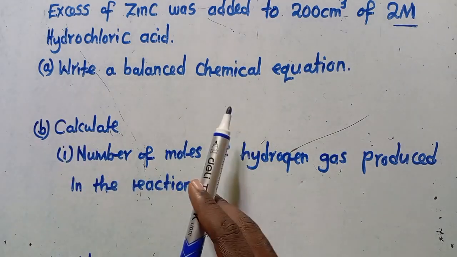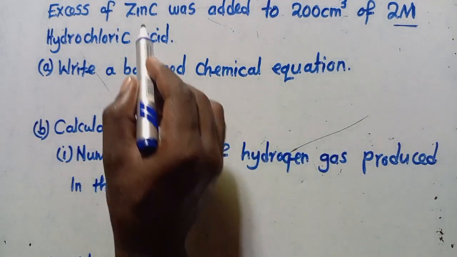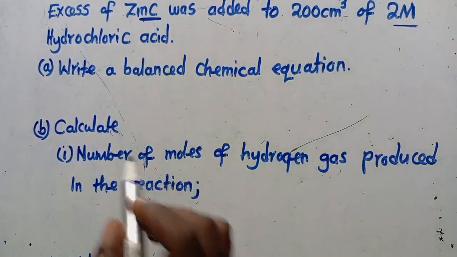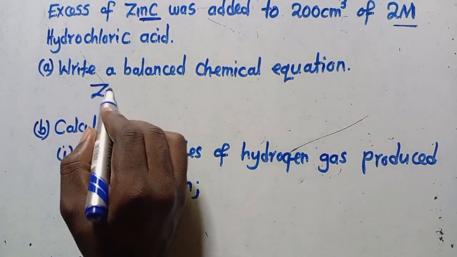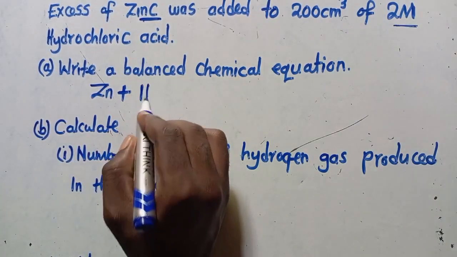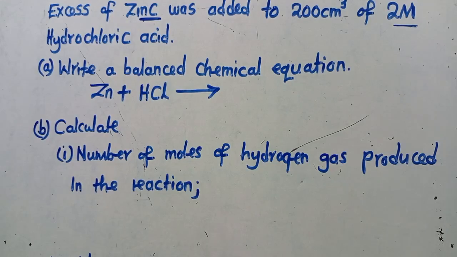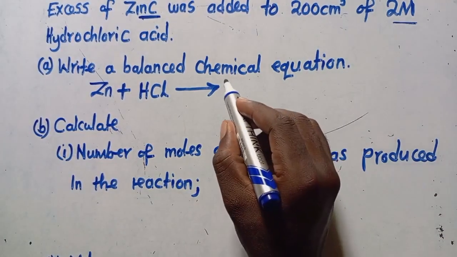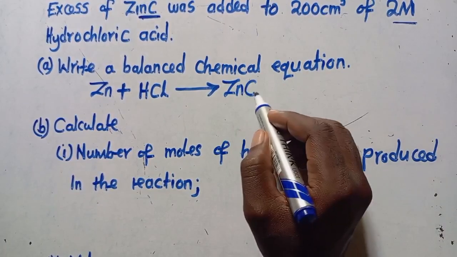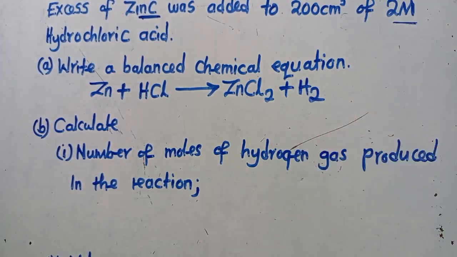The first question that we are given here is saying, write a balanced chemical equation for the reaction between what? Between zinc. So we say zinc plus what? Plus we've got hydrochloric acid. Hydrochloric acid is like this. Then what product was being formed? We are going to have zinc chloride like this plus hydrogen gas. This is what we are going to form. This is not yet balanced, but if we want to balance this, I'm going to show you.